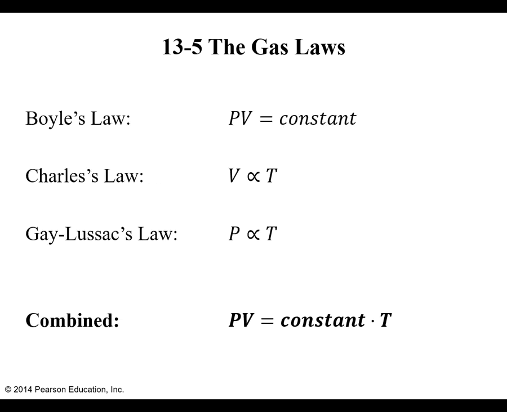So here are the 3 gas laws that we've been talking about. Boyle's law, which is that the product of pressure times volume is a constant, or, as we said before, volume is inversely proportional to pressure. Charles' law, which says that volume is proportional to temperature, and Gay-Lussac's law, which is that pressure is proportional to temperature. And if you combine all 3 of these together, we find that pressure times volume is going to equal some constant times temperature. In the next video, we'll talk more about what is involved in this constant.